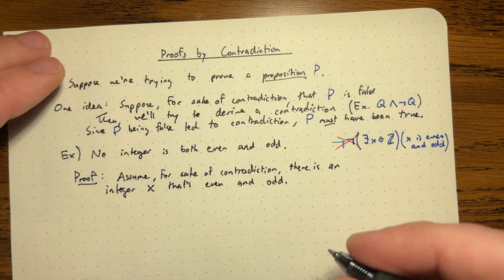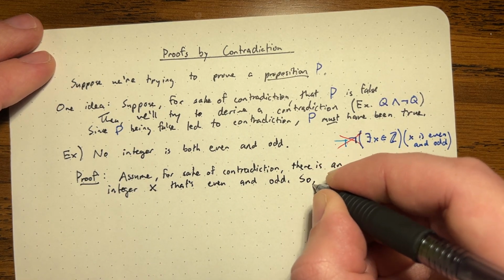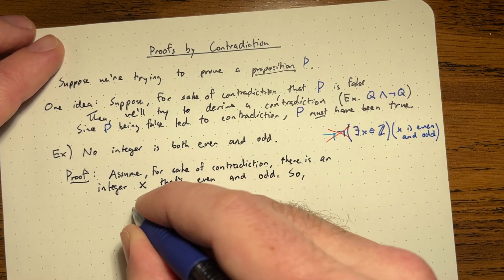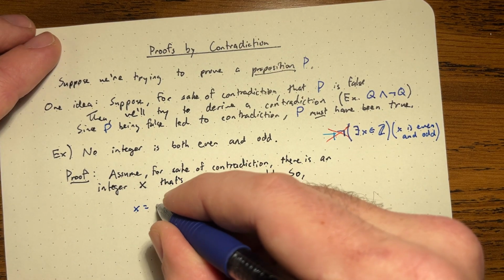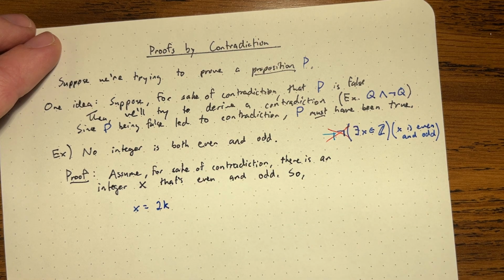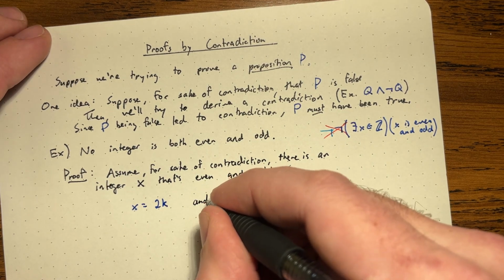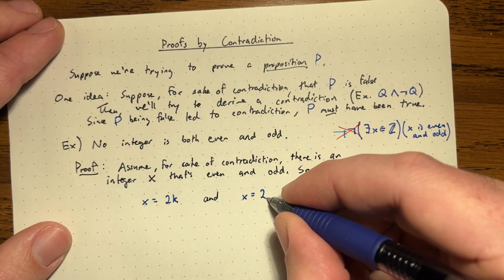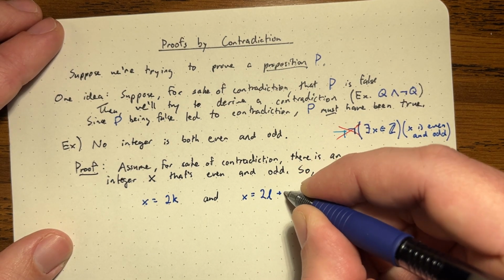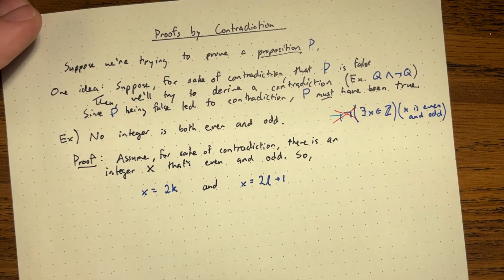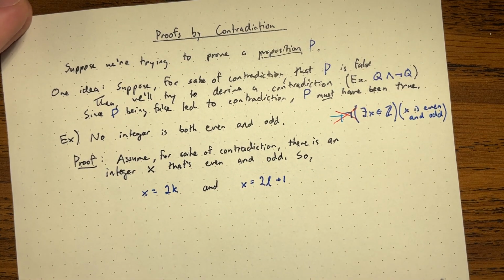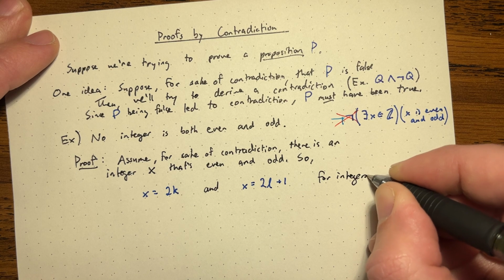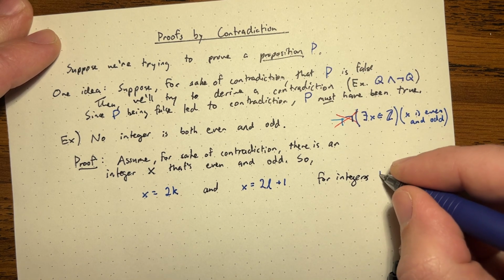So what does it mean that x is both even and odd? It means that x equals 2 times an integer, and at the same time, x is 2 times an integer plus 1. That's our definition of odd. I'll call it something else, right? We don't want to assume it's the same, okay? Right, for integers k and l.